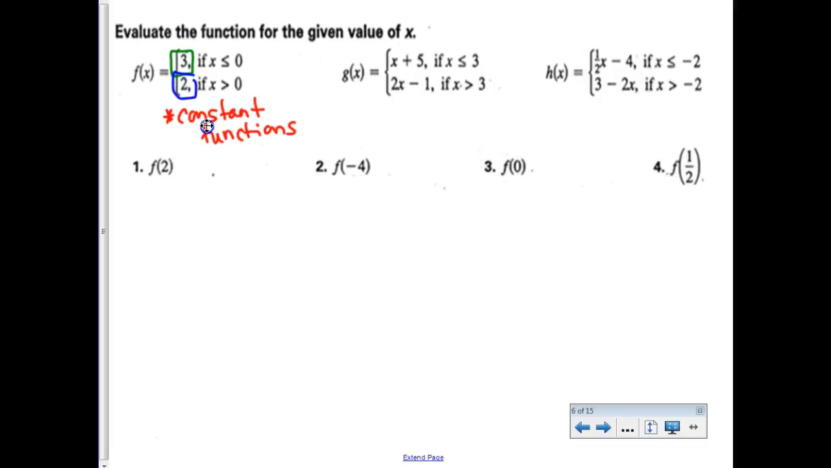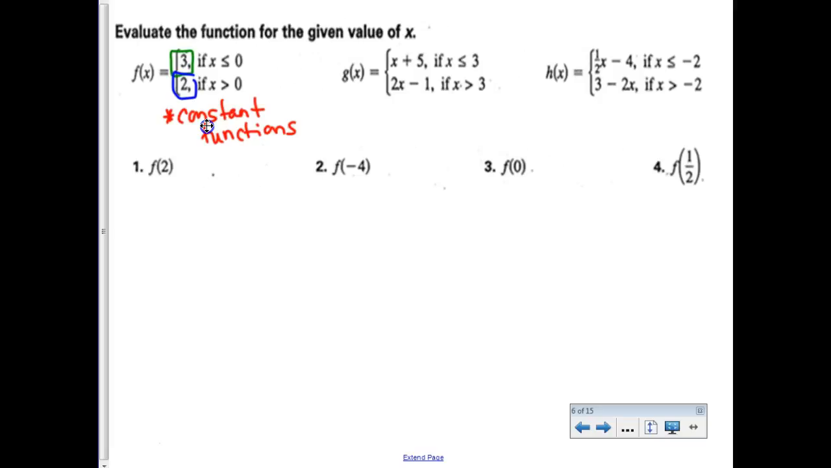So like, for instance, if I'm going to the green function, what output is it always going to give me every single time? 3. So no matter what you try to plug into the green function, it's going to keep pushing out a 3, a 3, a 3, a 3. And then same thing with the blue, except on the blue function, what output is it constantly going to give you? A 2, a 2, a 2, a 2.